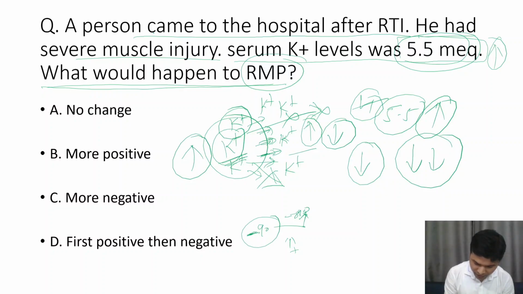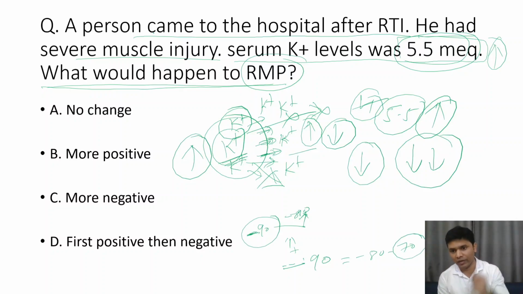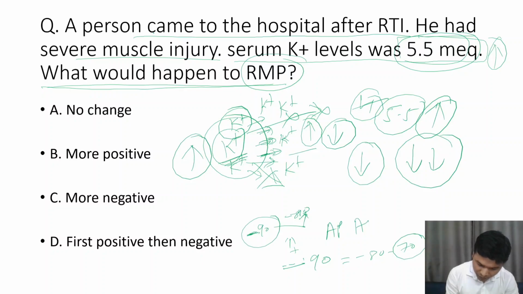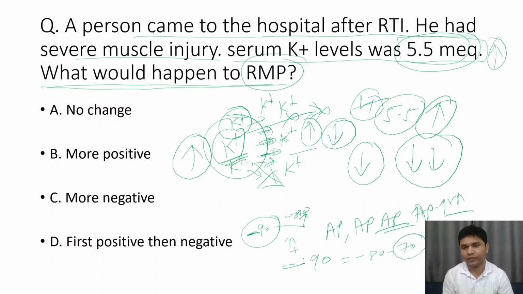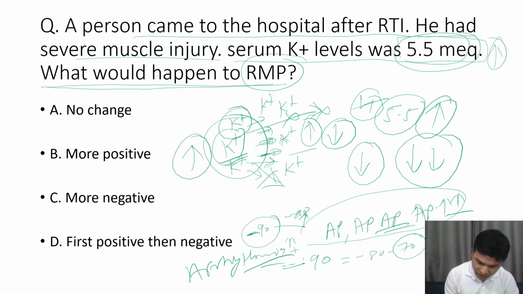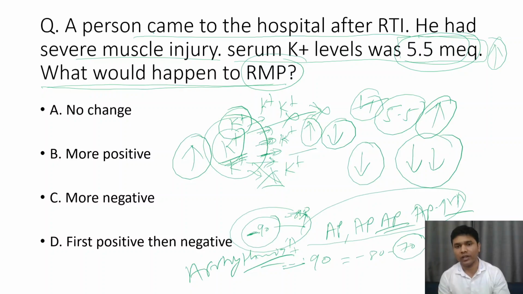Suppose it was minus 90, then minus 80, minus 70, and it will reach the threshold value, and that will generate more and more action potentials. Repeated action potentials may lead to cardiac arrhythmia. So this is a dangerous situation, but here we can easily see that the potential is going towards positive, because the positive ion concentration is going to increase inside the cell.